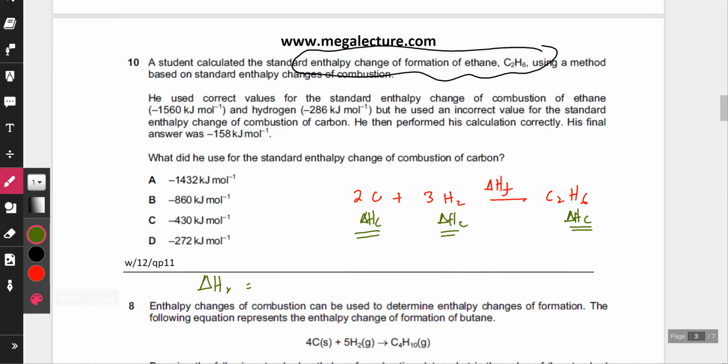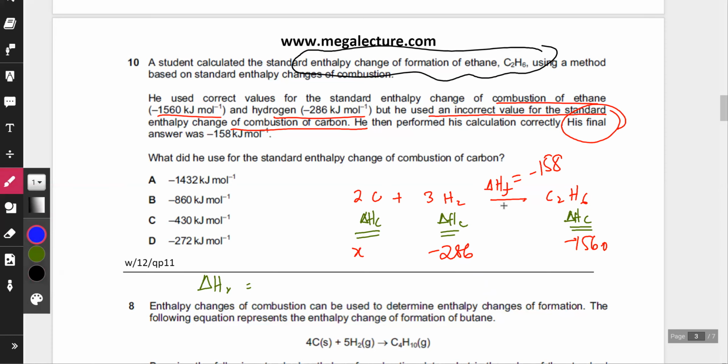Okay, so coming back to this, what's given? He's saying he used correct values for the enthalpy change of combustion of ethane, which is minus 1560. And hydrogen, that's also known, that's minus 286. But he used an incorrect value for the standard enthalpy change of combustion of carbon. This is unknown, that's X. We don't know what that value is. He did all the calculation and his final answer was minus 158. The only thing that you need to find out now is this value of X.